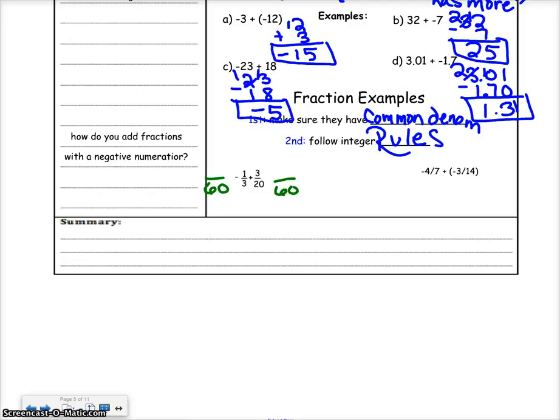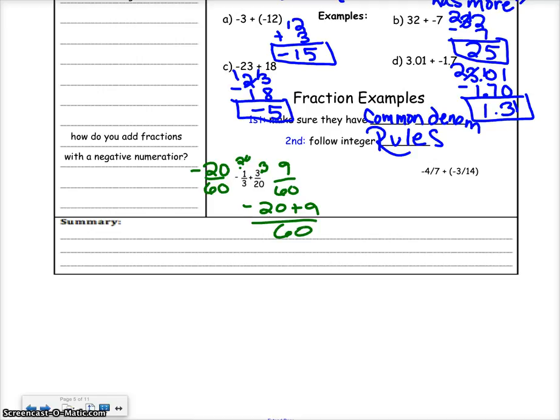What did I times 20 by to get to 60? 3. So I need to times the top by 3, that turns to 9. What did I times 3 by to get to 60? 20. So I'm going to times the top by 20, and that's going to be a negative 20. So now I have negative 20 plus 9 over 60.